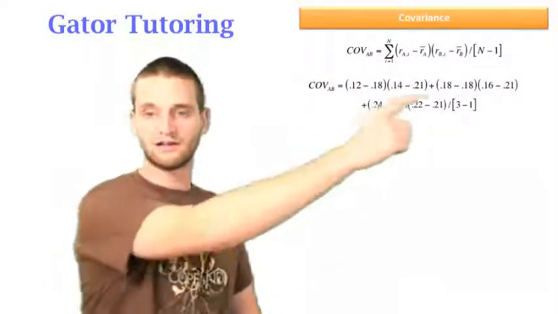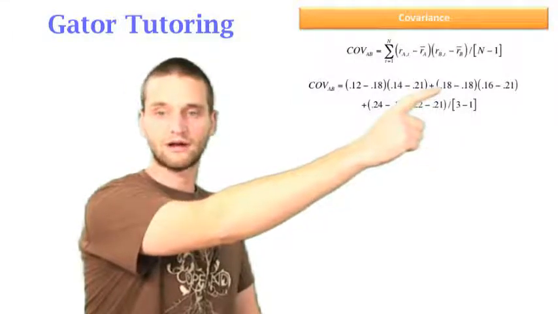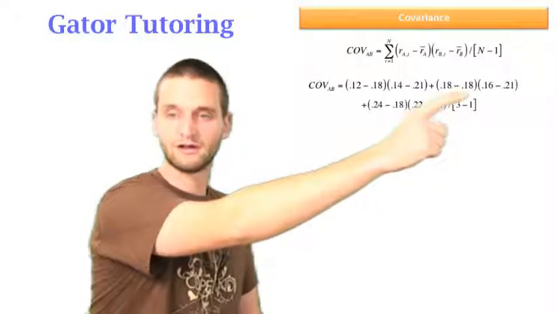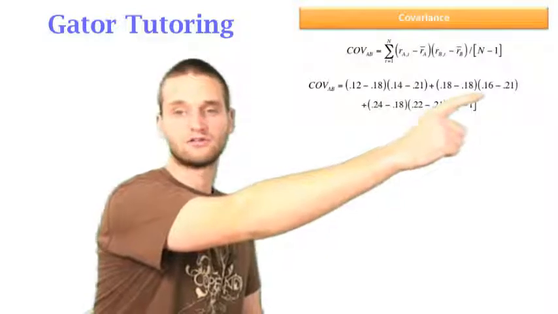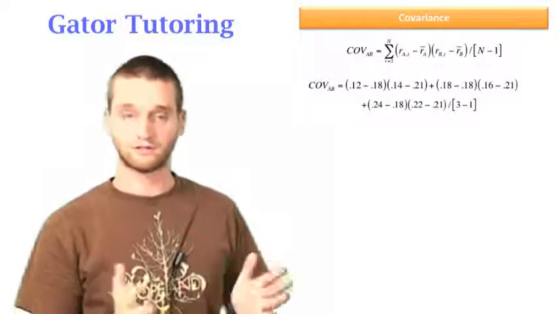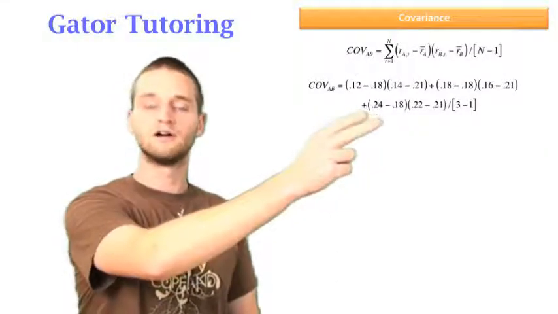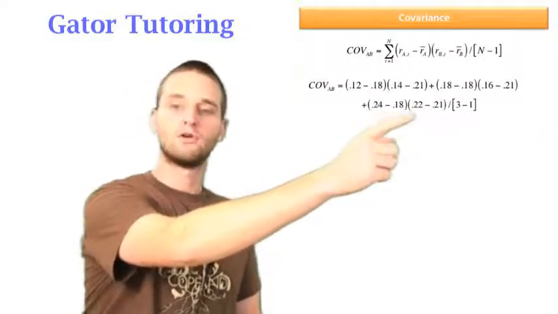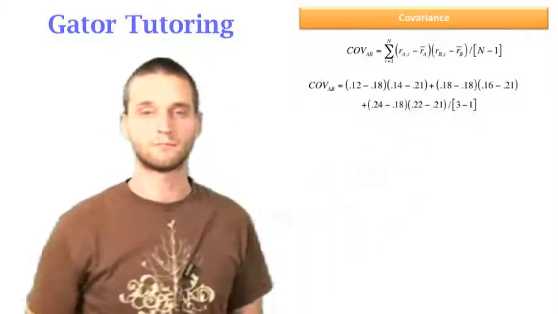And so we go into the second year. This is the actual return that J earned in year 2, 18%, minus its average, which is 18%, so we'll get 0 there. The 16% is the actual return that K earned in year 2, and the 21% is its average, and so we multiply those together. That's our second term. The third term, this is the 24%, this is what J earned in year 3, minus its average, 18%, times what K actually earned in year 3, the 22%, minus its average, the 21%.